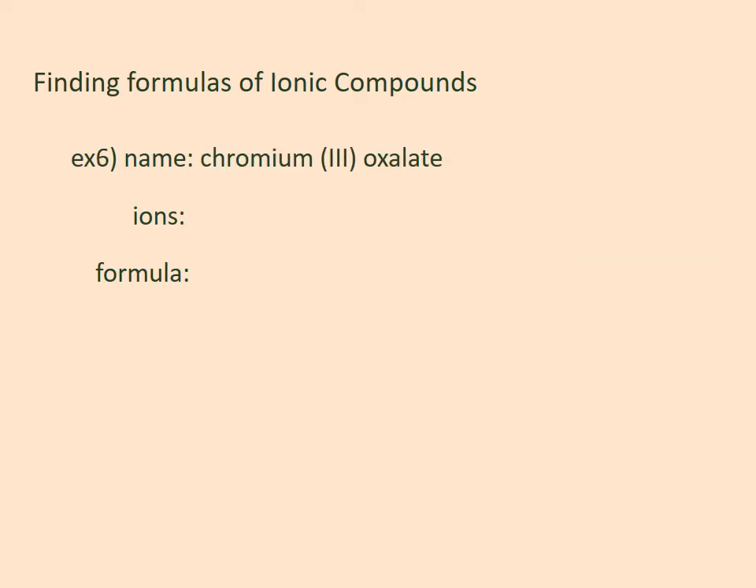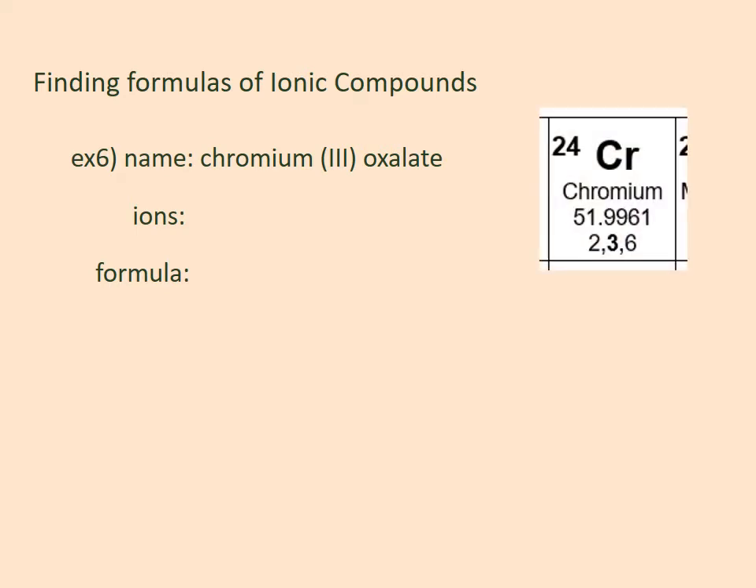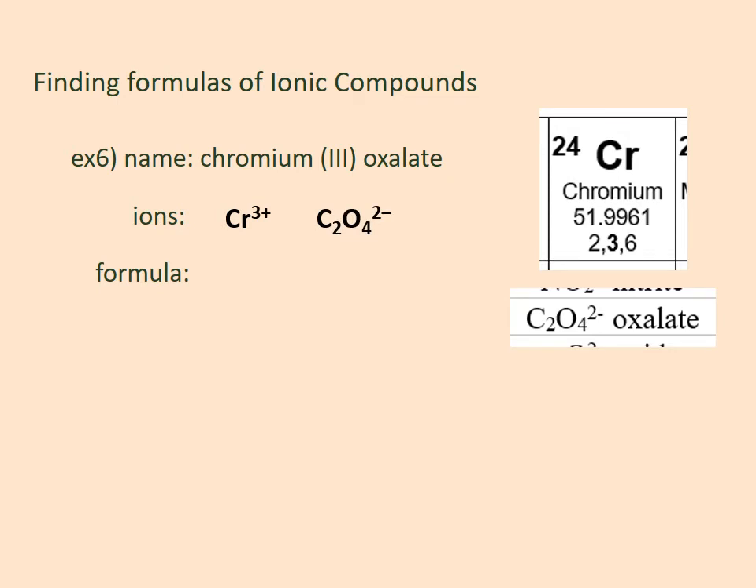Example 6, chromium 3 oxalate. I look up chromium on the periodic table to find its symbol. I know it's taking the +3 charge because I have a 3 in Roman numerals in the name. I look up oxalate on the common negative ion list, and that's C2O4 with a 2- charge. I've got a +3 and a -2. The lowest common multiple of 3 and 2 is 6. So I need a +6 on the front end. So to get a +6, I will need 2 chromiums. To get a -6 on the back end, I will need 3 oxalates.